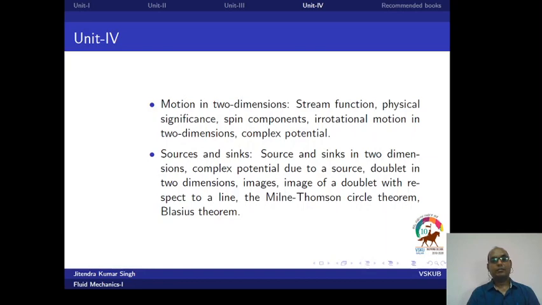We shall define doublets. We try to find out the image of a doublet with respect to a line and a circle. We shall discuss the Milne-Thomson circle theorem to find out the image of a combination of source and sink. It's called a doublet. Finally, we shall discuss the Blasius theorem. That is the final topic of this course.